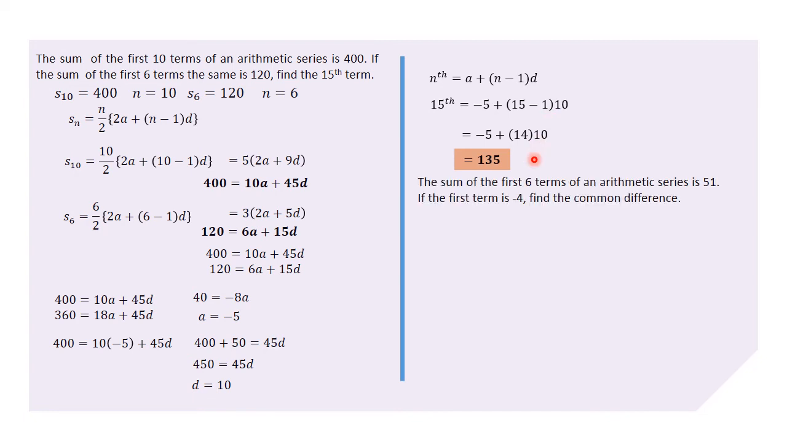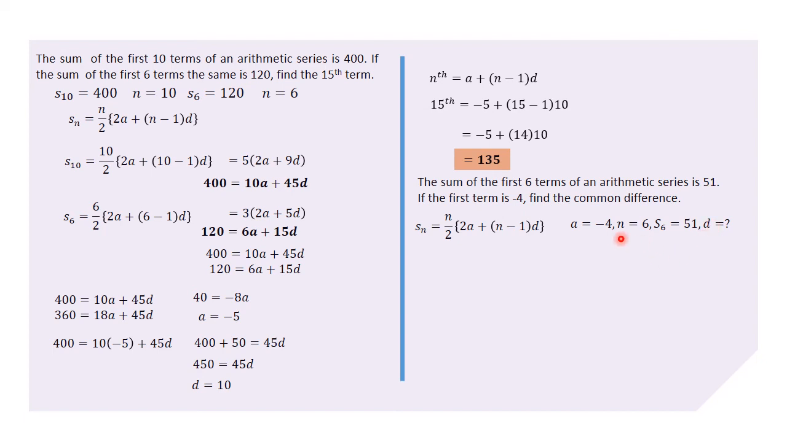Moving on to another example, we're told the sum of the first 6 terms of an arithmetic series is 51. If the first term is negative 4, find the common difference. And so we move on as follows. We use again the formula for the sum of terms of an AP, which is this one here. We're given a is minus 4, that's the first term. n is 6 because we're told the sum of the first 6 terms. Again, S6 is 51, but we don't know what d is. And anyway, that's what you're asked.